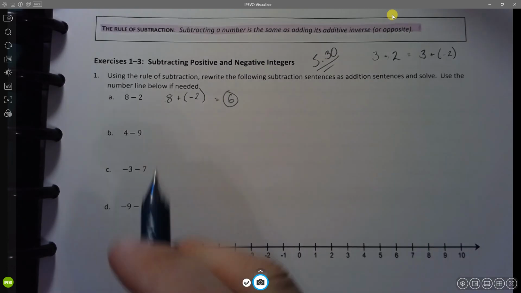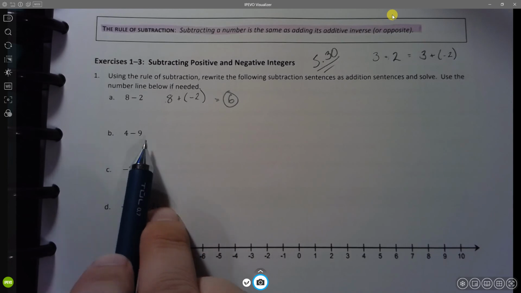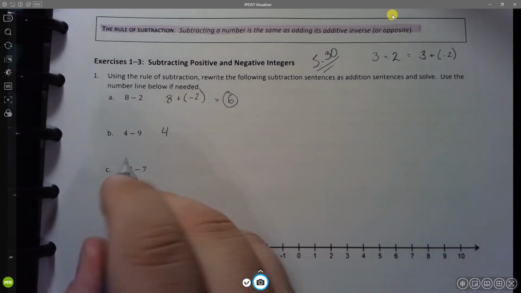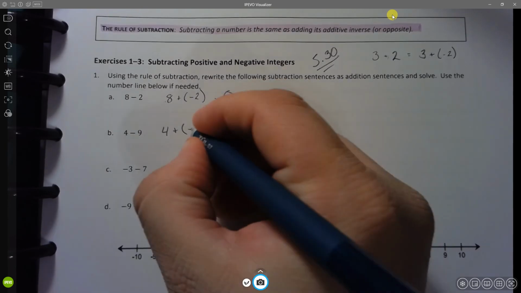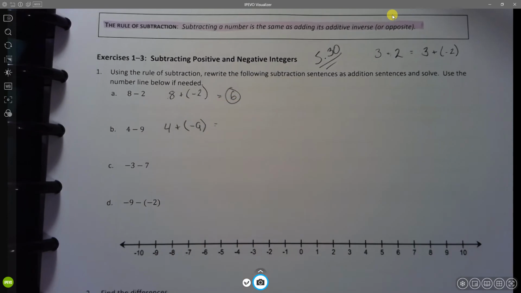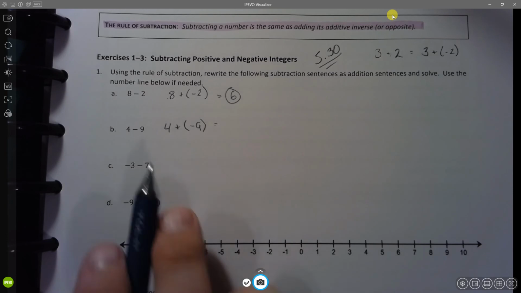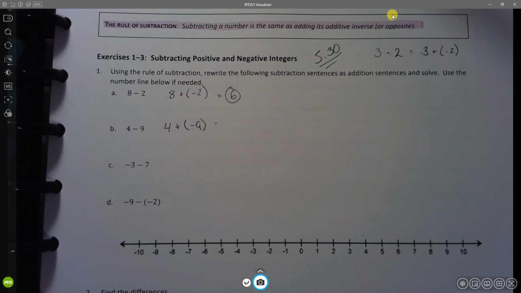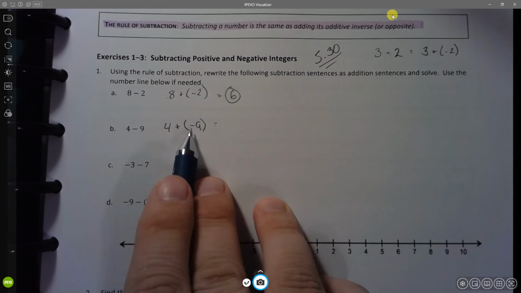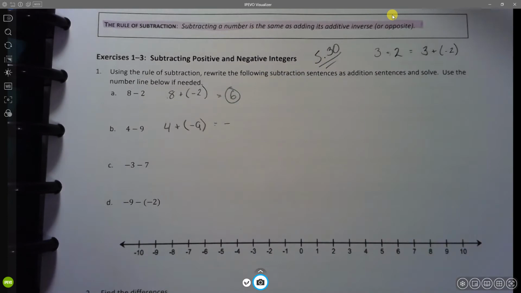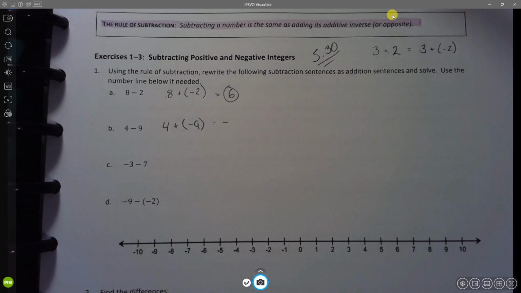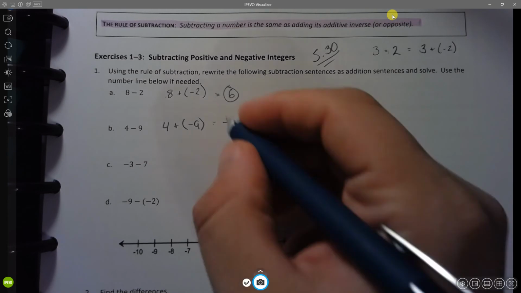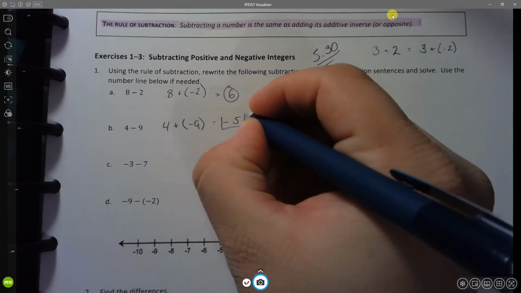Okay? All right, so now we look at B. 4 minus 9. Okay, keep the first number, 4. Instead of subtraction, we're going to add, and then the opposite of a positive 9 is going to be a negative 9. Now we ask ourselves, which number has the greatest absolute value, 4 or a negative 9? So what number is the farthest from 0? Well, it's a negative 9. So that means my answer will be negative. So now the question is, basically, what's 4 minus 9, or what's 9 minus 4? Okay, 5. All right, so the answer is a negative 5.